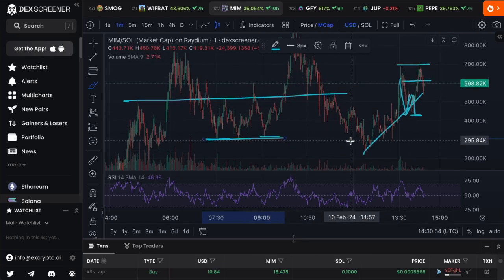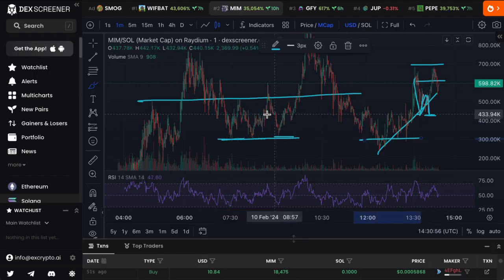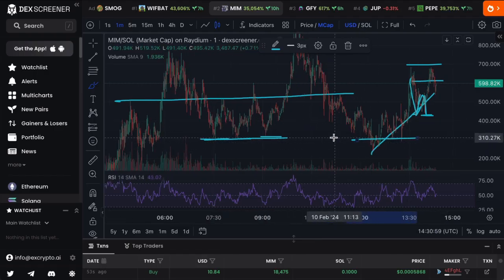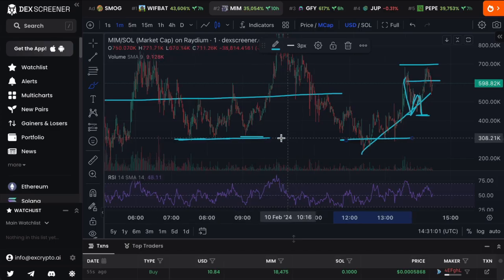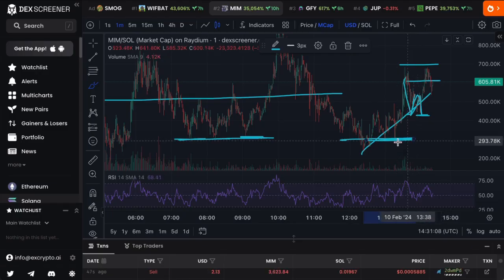Now on the way back down, we slightly respected that level. But like I said, meme coins are not classic, so nobody looks at the previous levels with these. But in real time, they will look and see if that level's been supported. But it's interesting that it bounced at the same time.